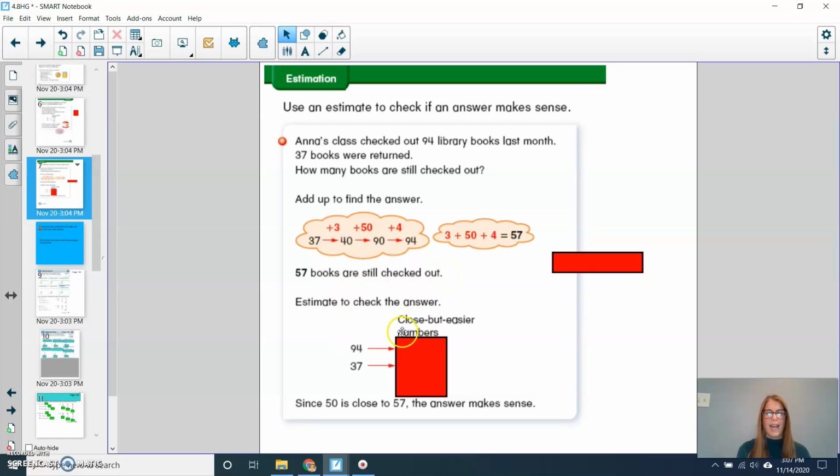Now if I want to estimate to check that the answer is close, I can look for those close but easier numbers. So 94 would round to 90, 37 would round to 40. 90 minus 40 is equal to 50. Since 50 is close to 57, the answer makes sense.